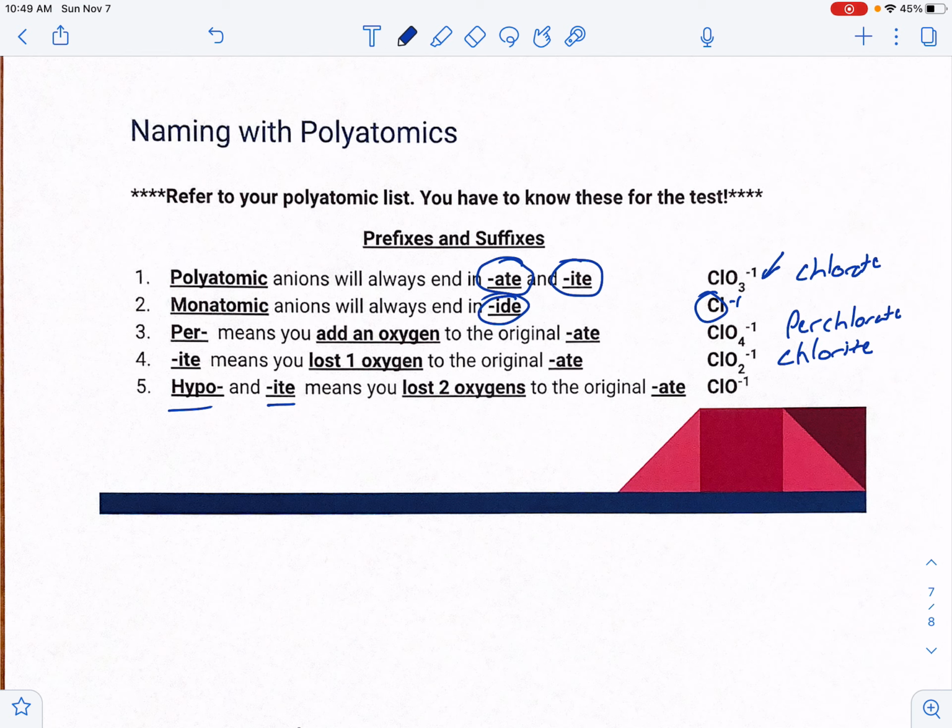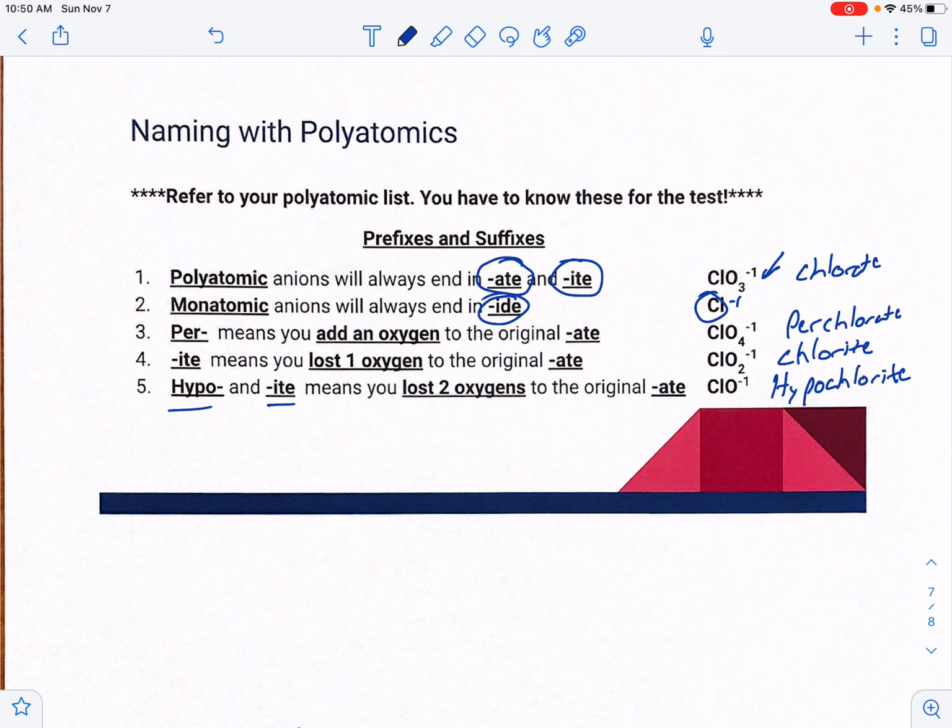One of the examples I used in my last video is the term hypoglycemia. That means your blood sugar is too low. So hypo means too low. So that means you lost two oxygens. So I'm going to take my original chlorate. If I take away two oxygens, this now becomes hypochlorite.